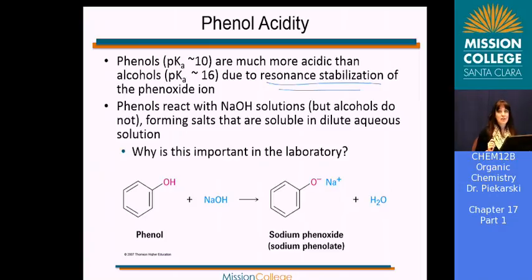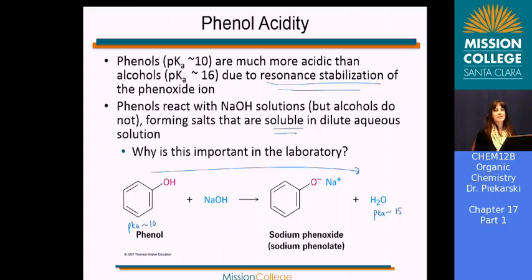We can actually use sodium hydroxide to react with phenols because remember, the pKa of water is about 15. The pKa of phenol is about 10, that will push the equilibrium to the right. So it's safe to use sodium hydroxide. Remember, alcohols do not. What's really good about this is that we can form what's called a salt, right? This is kind of an ionic force here. And the salt is soluble in dilute aqueous solution. This is a very common reaction we see all the time.